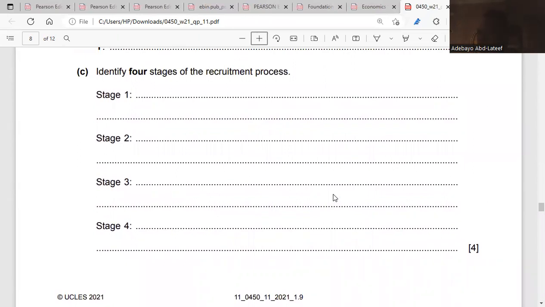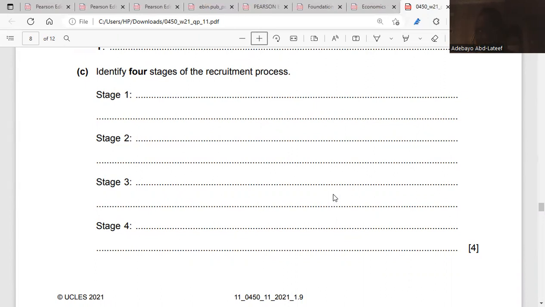Identify 4 stages of the recruitment process. When we talk about recruitment, that means employing workers to fill up a vacant position. So the first stage of recruitment is vacancy itself. Then after vacancy, you talk about job specification. Then after job specification, person specification. Then you can talk about interview, training, and position filled.